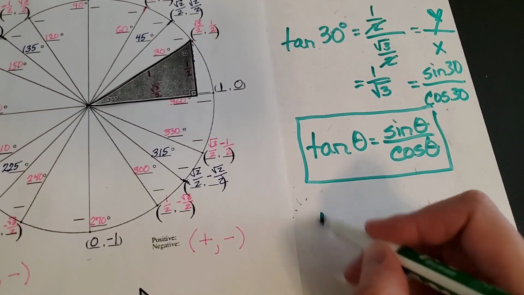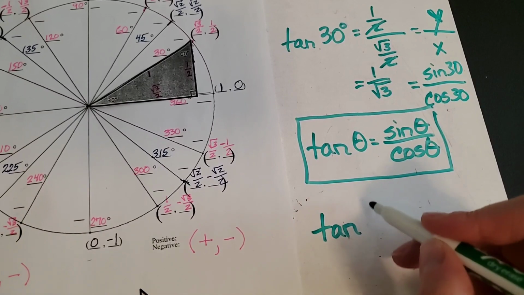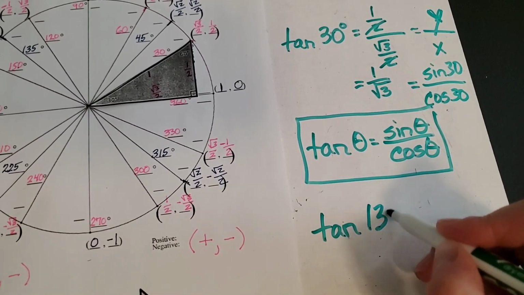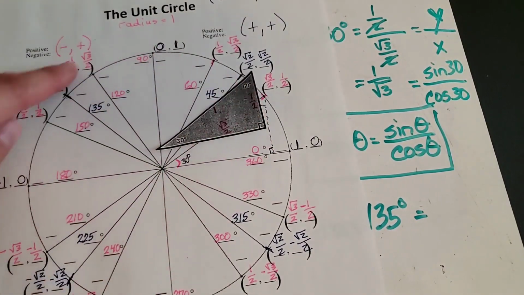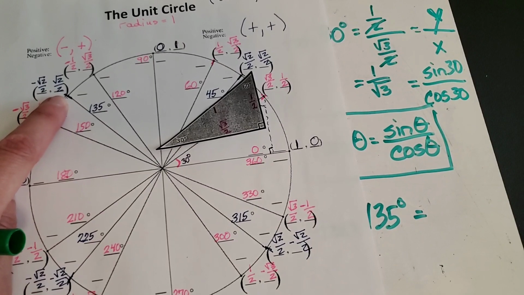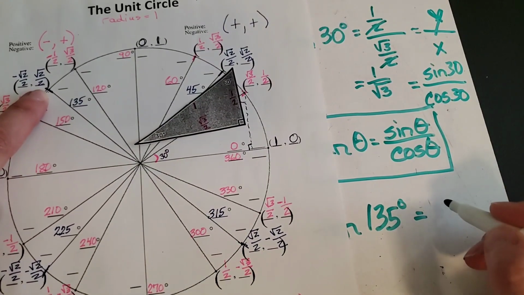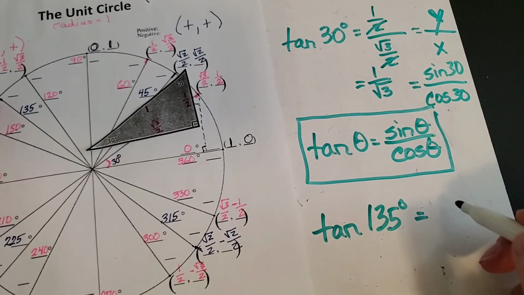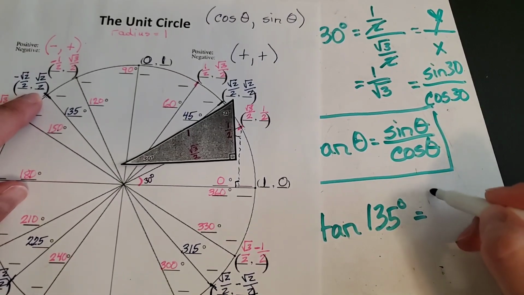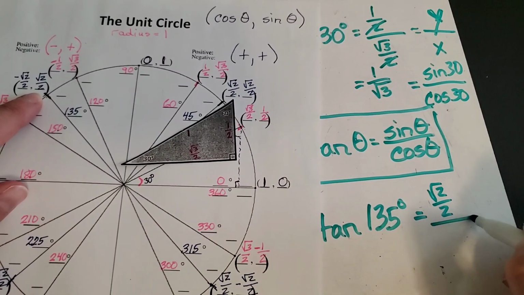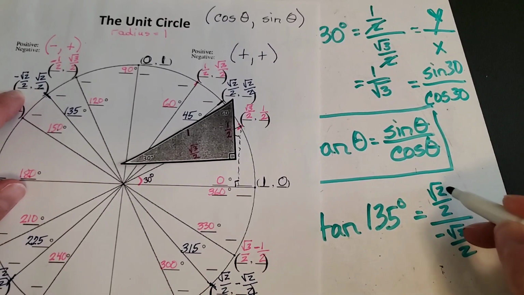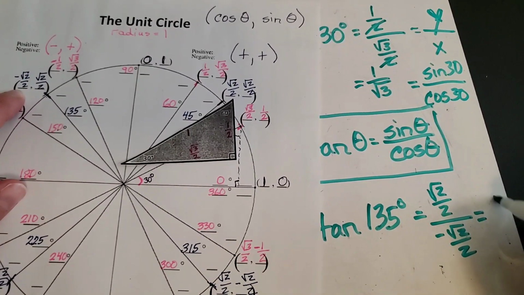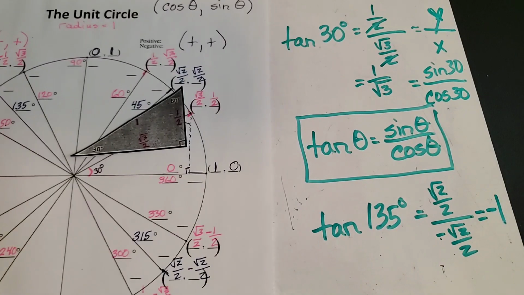Let's do one more. Tangent of, let's do 135 degrees. All right, grab your unit circle. Go to 135 degrees. The tangent is the sine over the cosine. So the sine is the y-coordinate here, root 2 over 2. Over the cosine, the x-coordinate, negative root 2 over 2. Well, any number over itself is 1, and one of them was negative. So the tangent of 135 is negative 1.